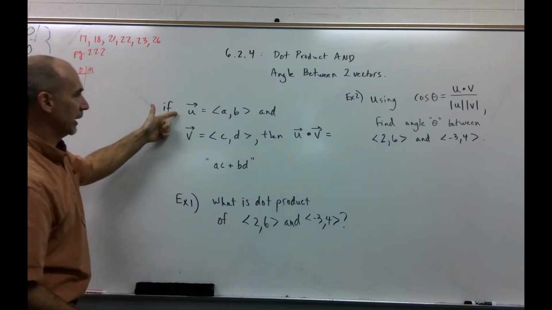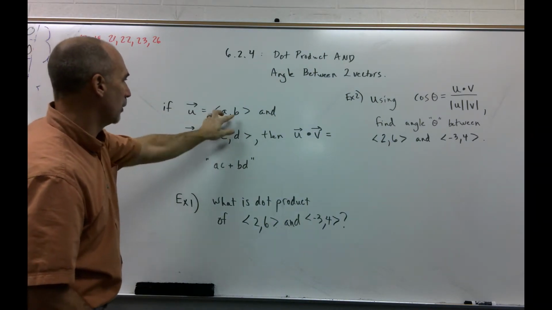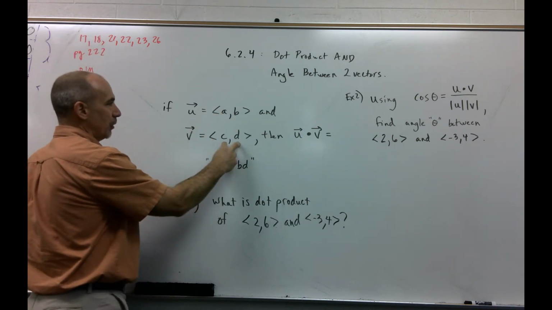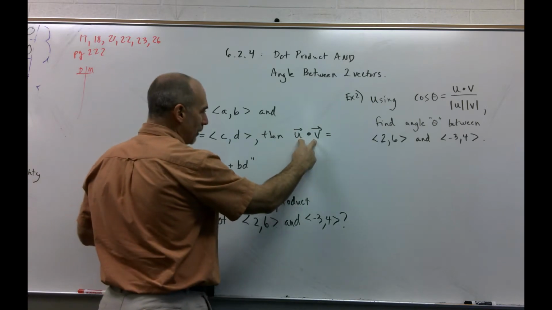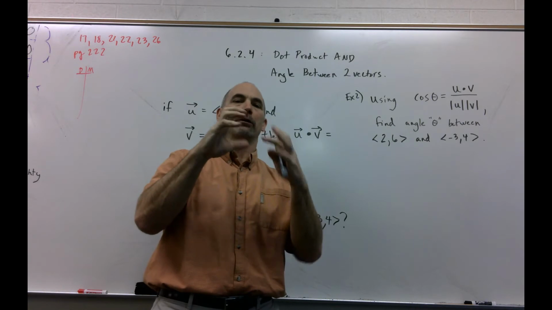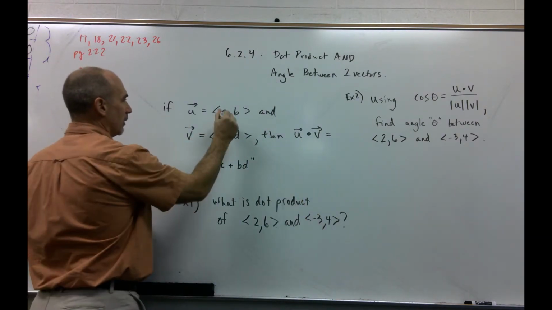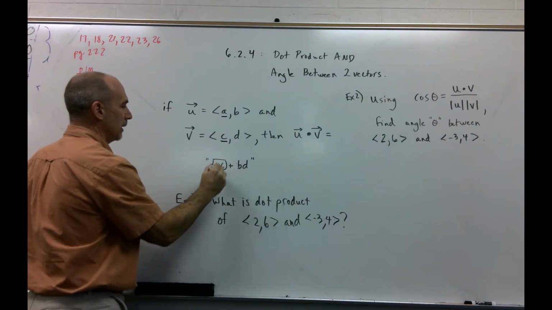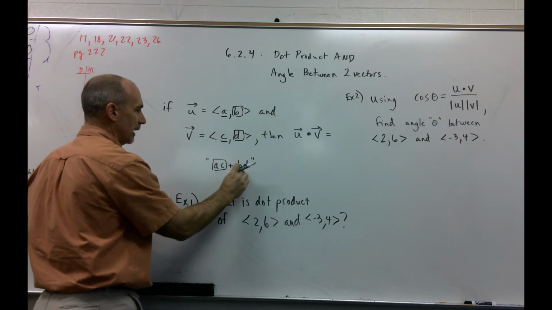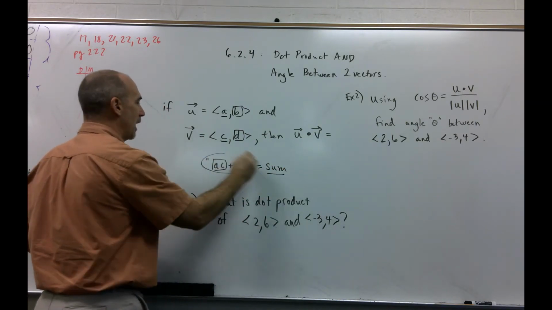Little formula here looks really complex, but if you have a vector AB in component form, and another vector CD in component form, then the dot product, see it's a big thick multiplication symbol, that means dot product. So you just take this part times that part, multiply them together, this part times that part, multiply them together, and then you find the sum of these products.